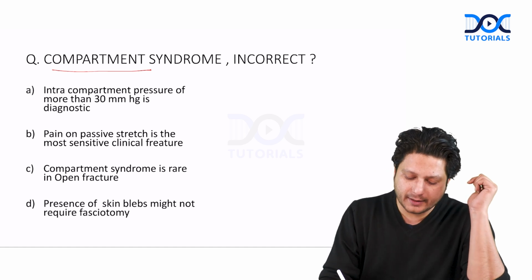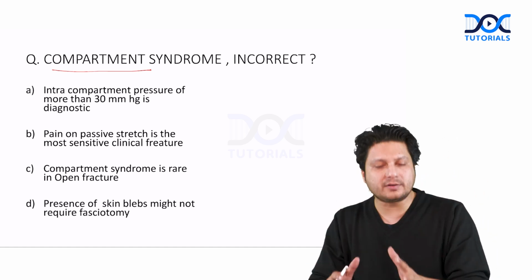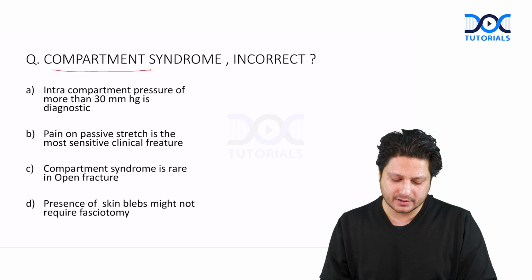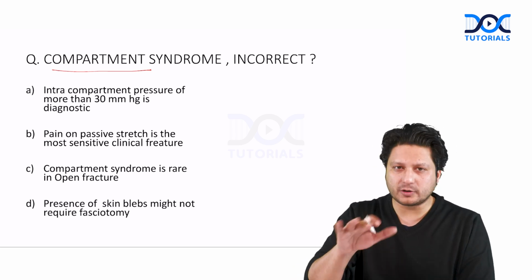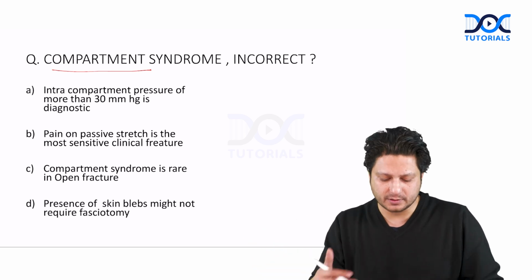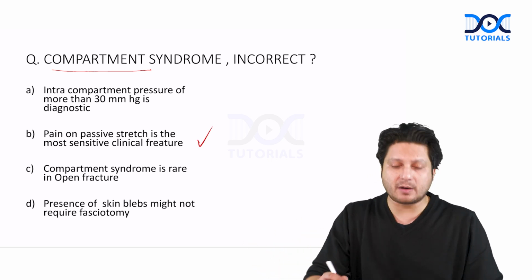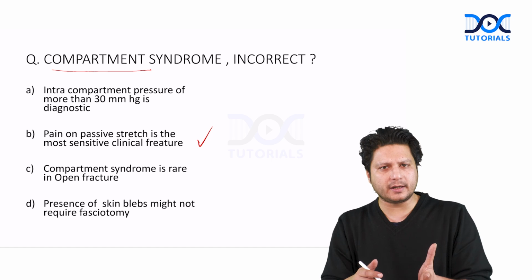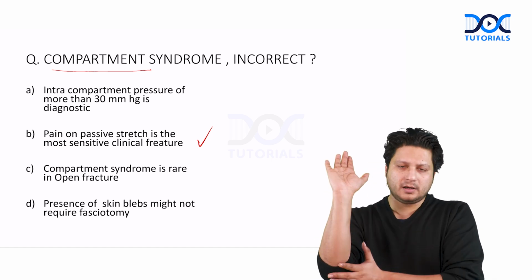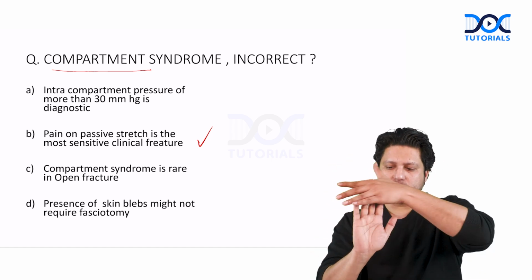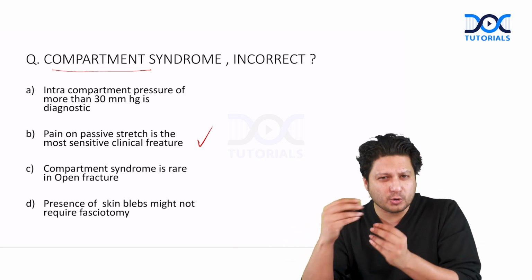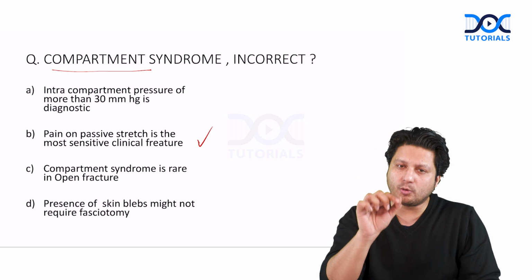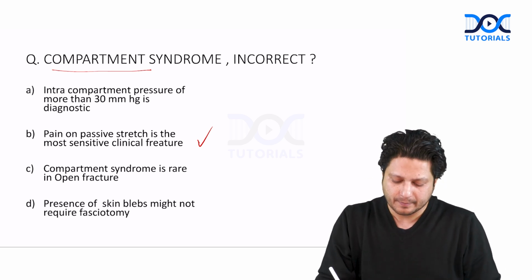Option number 1, intracompartmental pressure of more than 30 mm of Hg is diagnostic of compartment syndrome. You know, we will talk about this option later. Let's talk about the other options. Pain on passive stretch is the most sensitive clinical feature. You already are aware. If there is a flexor of the forearm under compartment syndrome, you stretch the fingers into extension, there will be excruciating pain. So it is considered to be the most sensitive clinical feature.